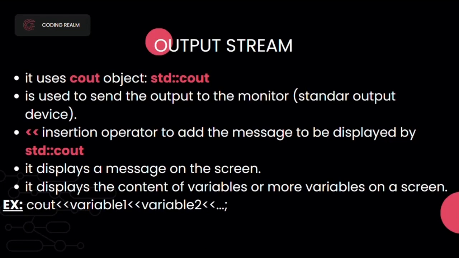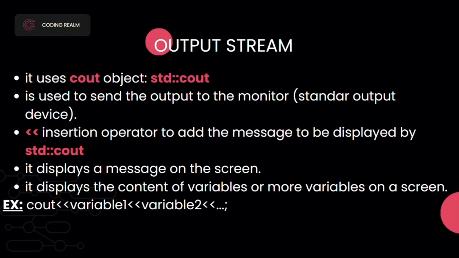Output stream. It uses the cout object like this, std::cout. We will see next an example of how to use cout, the output, in a C++ program. It is used to send the output to the monitor, meaning the standard output device. It displays the message on the screen, and to use cout I need to use the insertion operator to add the message to display it with std::cout.